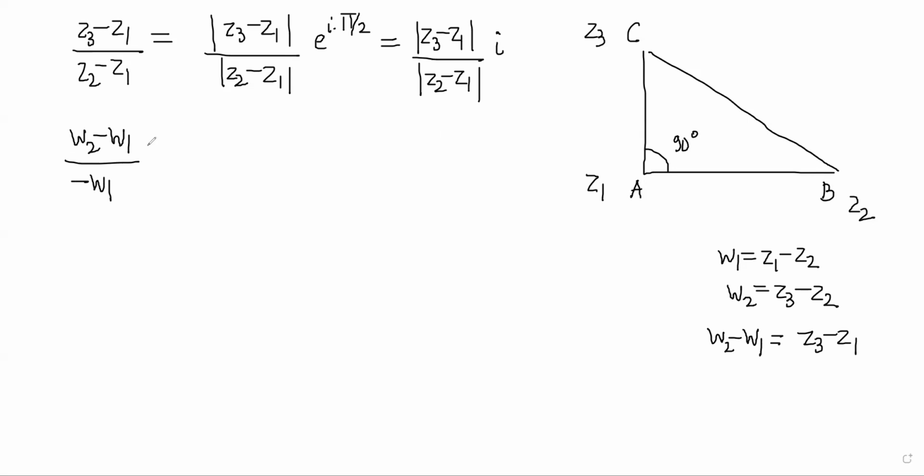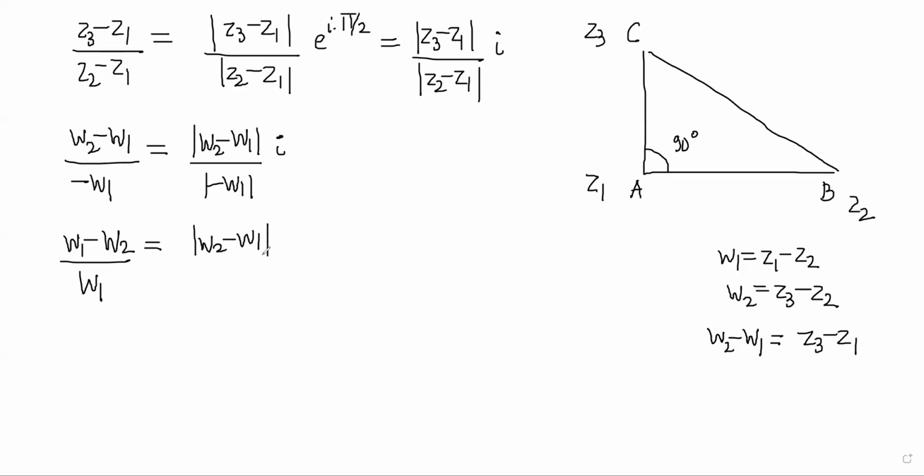So we are getting this is equal to, this part is mod of W2 minus W1 divided by mod of Z2 minus Z1, which is simply mod of minus W1, right? I. So here what I get is (W1 minus W2) by W1 is equal to mod of W2 minus W1 by mod of W1, because minus 1 has mod 1, into I, right? Once we get this result here, I will be able to easily find out the real part.